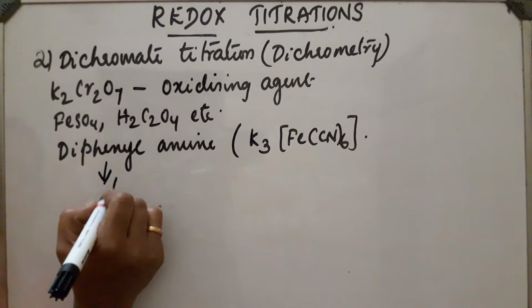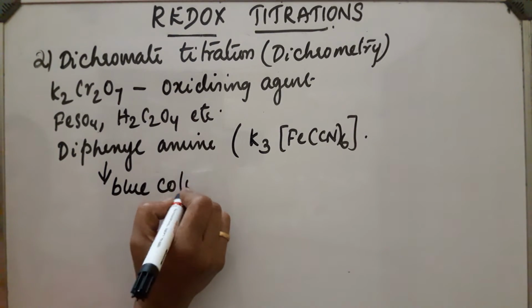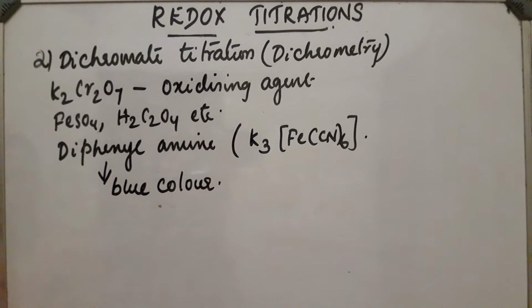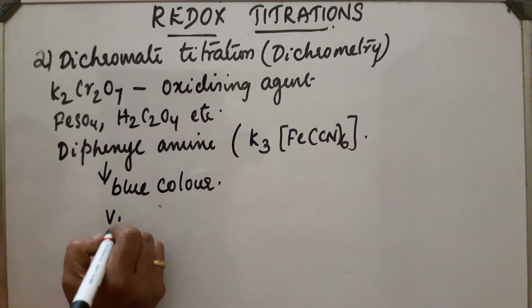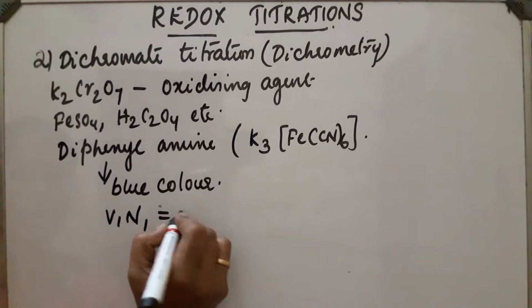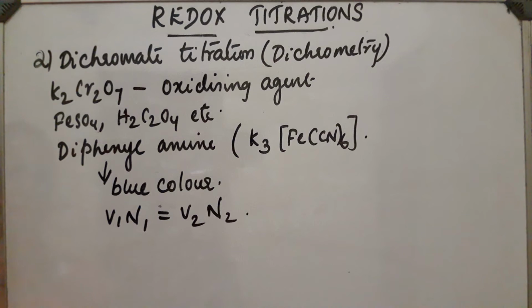The end point can be determined because the reactant oxidizes diphenylamine and forms a deep blue color in the solution. So by using the same equation V1N1 equals V2N2, where V1, N1 and V2 are known, the normality of the reducing agents FeSO4 or H2C2O4 can be calculated. Like this we can find the normality of the reducing agents using dichromate titration or dichrometry.